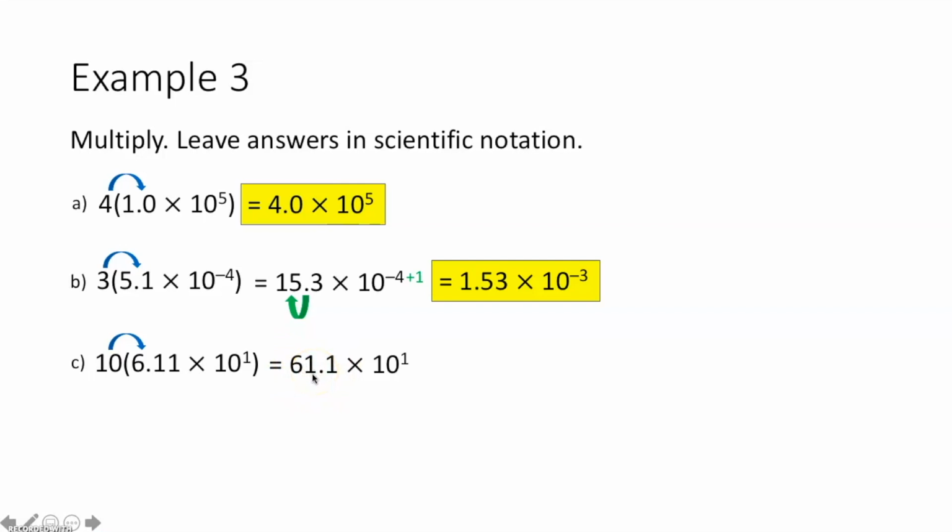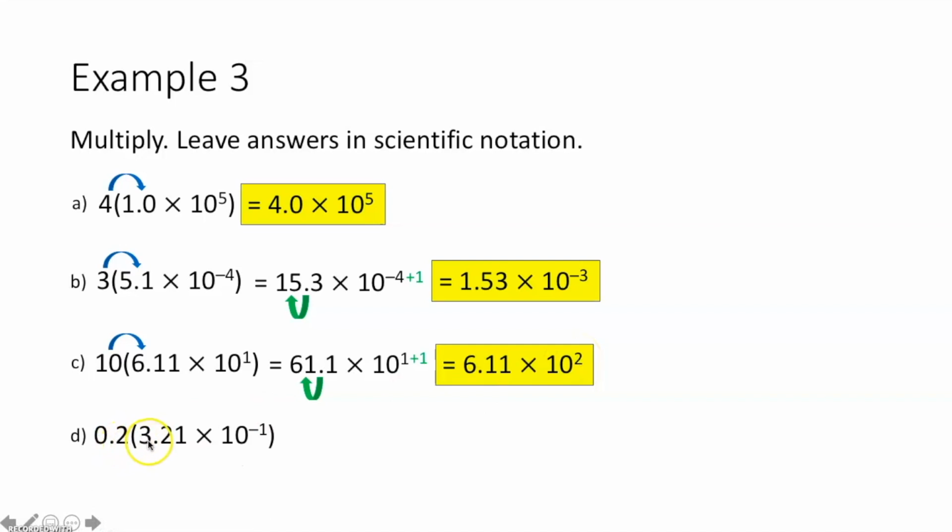So we have to convert it back into a number that is between 1 and 10. So how do I do that? I move 1 decimal place to the left. That gives me 6.11. Again, that is now a number that's between 1 and 10. Because I moved 1 decimal place to the left, I have to add 1 to my exponent over here, and I end up getting 6.11 times 10 to the second power.